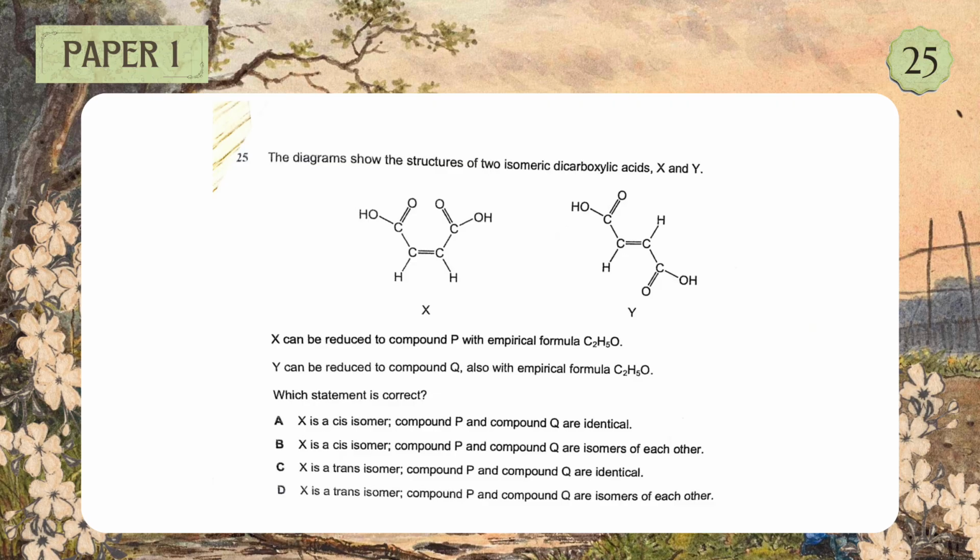Okay, question 25, geometric isomers and reduction. Let's look at the structures. In molecule X, both carboxylic acid groups are on the same side of the C=C double bond, which makes X the cis isomer. This eliminates C and D. Now, what happens when we reduce them? Reducing the C=C double bond turns it into a C-C single bond, which allows for free rotation, because the molecule becomes a symmetrical saturated dicarboxylic acid. Any difference created by the original spatial arrangement disappears. Since the resulting chains can freely rotate to match each other perfectly, compound P and compound Q are completely identical. That leads us straight to A.